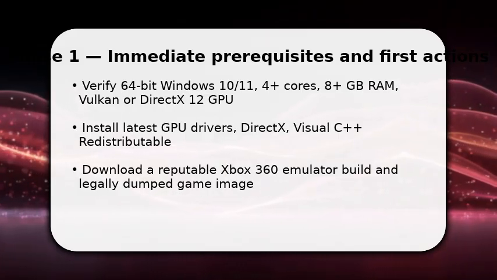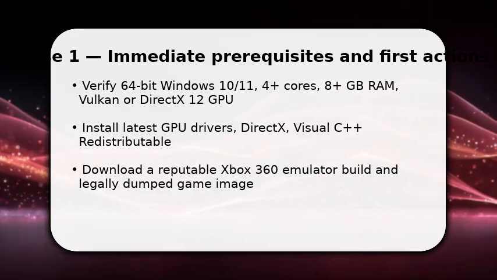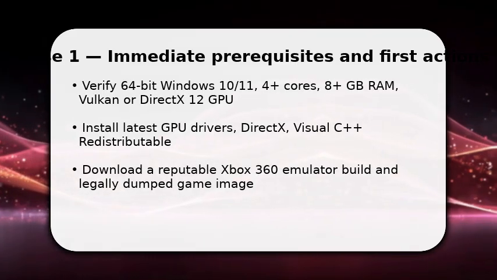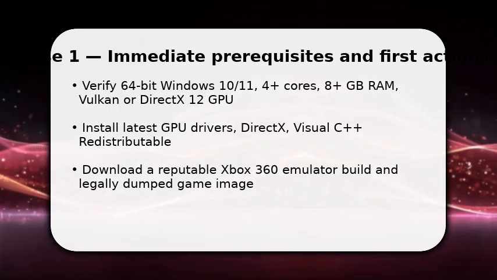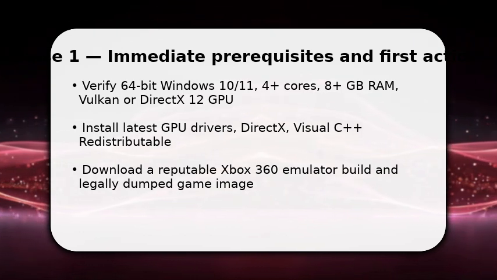Next, download a trustworthy emulator build and place it in a clean folder. Make sure any game files are legally obtained and copied to a game's directory. Finally, run the emulator once to generate default configs. This creates folders you will edit in the next step.